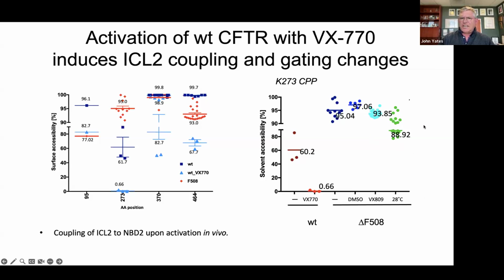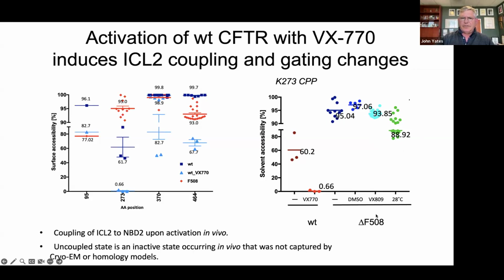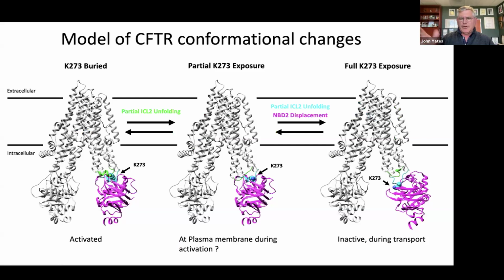The gold standard for rescue of the delta F508 is this temperature shift experiment. And you can see that the temperature shift causes that K273 to be a little more buried in the NBD2 domain. It gets buried enough that it can recover and mature and get out to the cell surface. And so basically this VX809 drug doesn't seem to be doing much of anything. We do have a theory for why it seems to work.